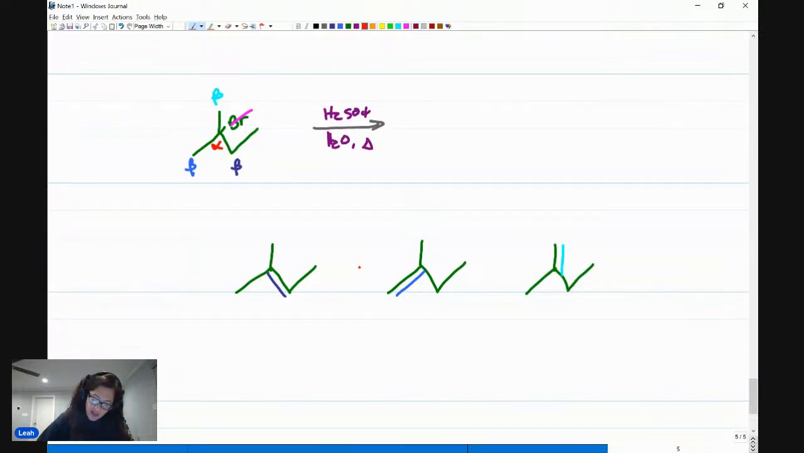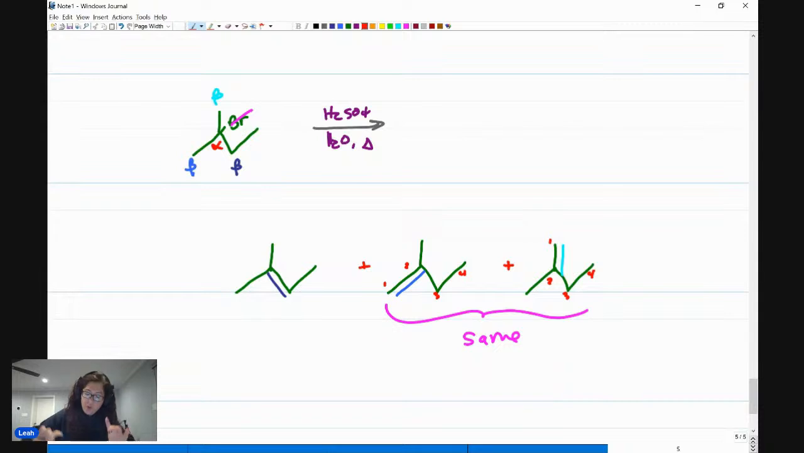Now, it looks like I have 3 products, but am I correct? Do I have a total of 3 products here? I don't, because these 2 molecules are exactly the same. If you name them, well, first we have to number it. We have 1, 2, 3, 4, 1, 2, 3, 4. Both of these molecules are 2-methyl-1-butene, because we have a methyl group on carbon 2, and the butene, the pi bond sits between 1 and 2. If these are the same, then we'll just cross out one of them and say we only have 2 products.